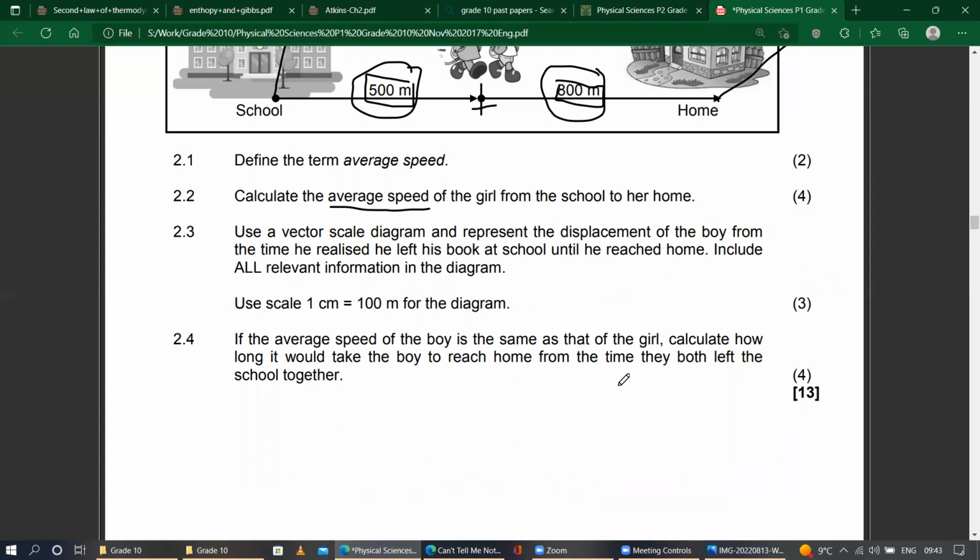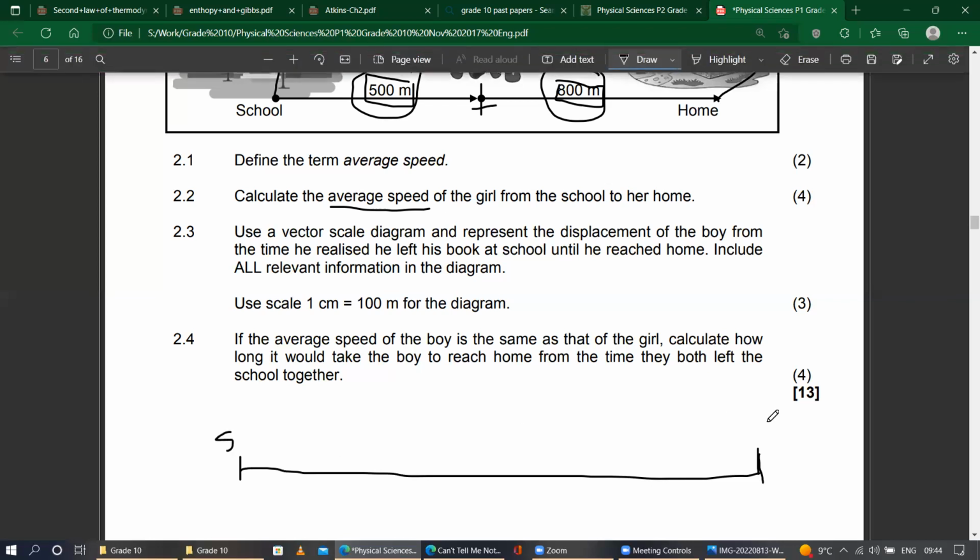Okay, thanks. So with this one, that's why they need a diagram. So let's just draw it. Even though it's not going to be to scale and all that stuff, I'm just going to draw it. This is the school. This is home.